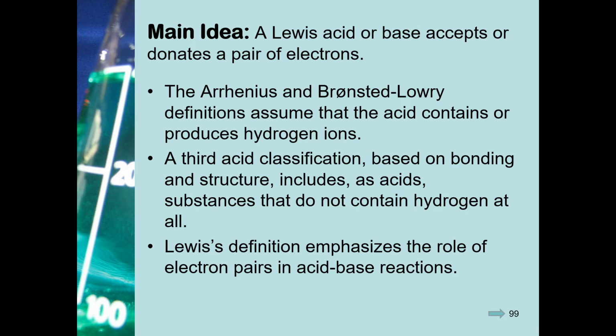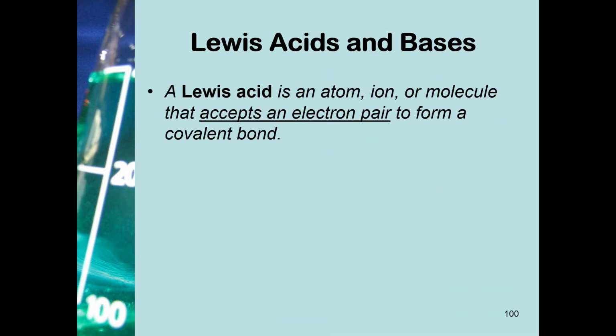So Lewis's definition emphasizes the role of electron pairs, and if you notice, in our discussion we talked about some substances having electron pairs that the hydrogen could attach to. So this one just focuses on that idea instead. So a Lewis acid is going to be an atom, an ion, or a molecule that accepts an electron pair to form a covalent bond.